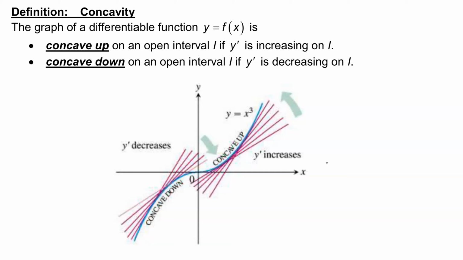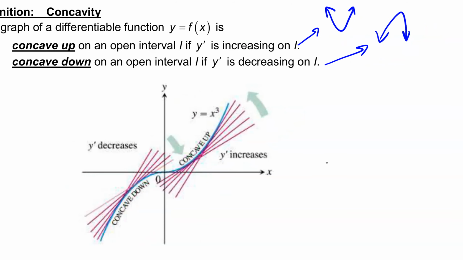Concavity. So, the graph of a differentiable function, y equals f of x, is concave up on an open interval if the derivative is increasing, concave down if it's decreasing. All right, so this left one is concave up. This right one is concave down. Okay, so you're concave up if your first derivative is always increasing.